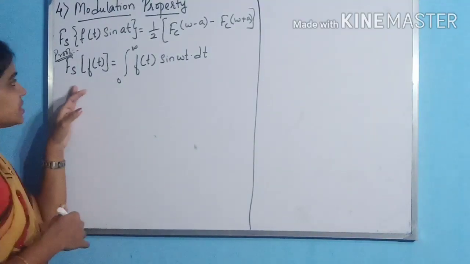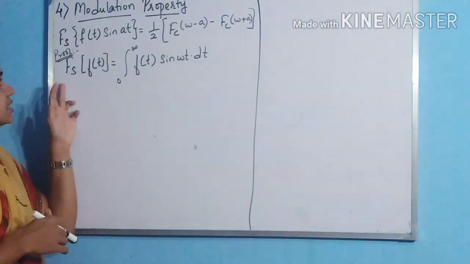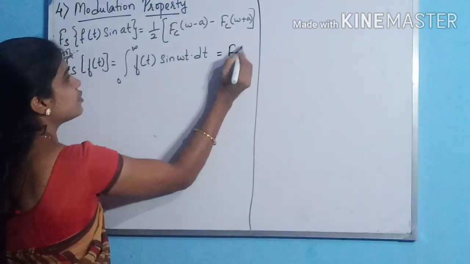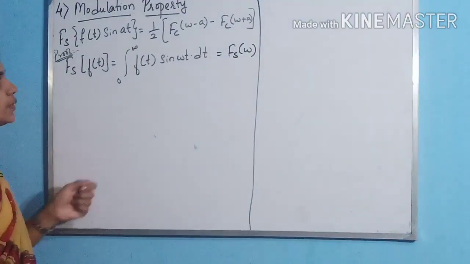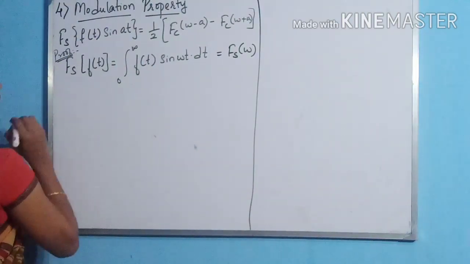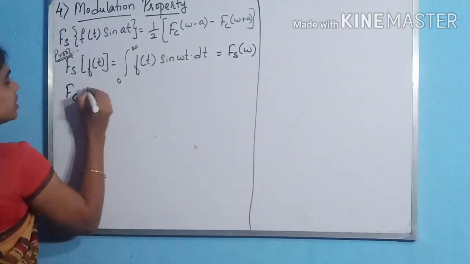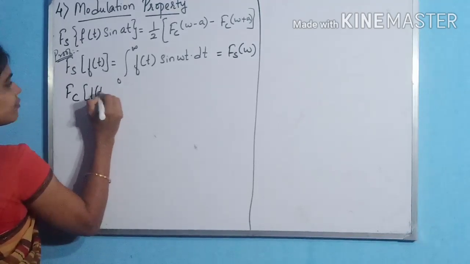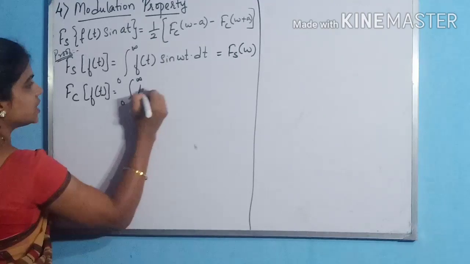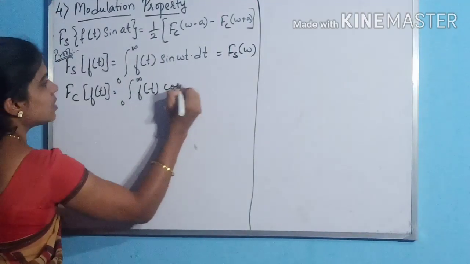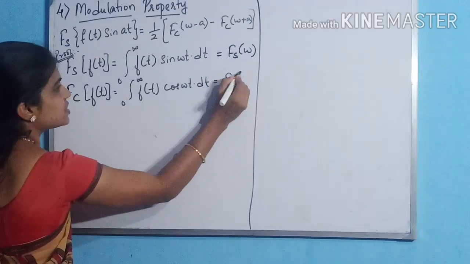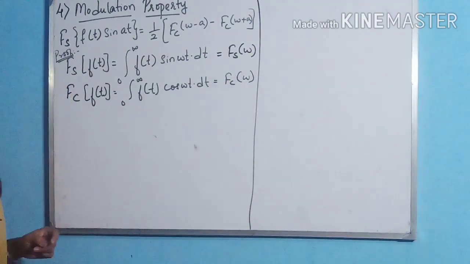The Fourier sine transform of f(t) I can write as Fs(omega). So this is equal to the integral from 0 to infinity of f(t) sin(omega t) dt. Okay. And the Fourier cosine transform of f(t) is equal to the integral from 0 to infinity of f(t) cos(omega t) dt, which I can write as Fc(omega).